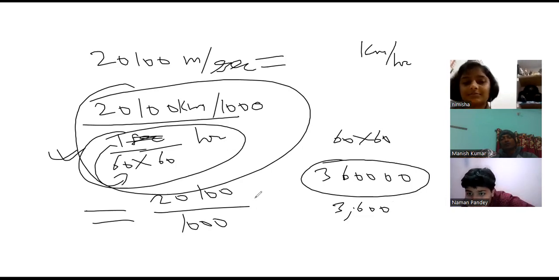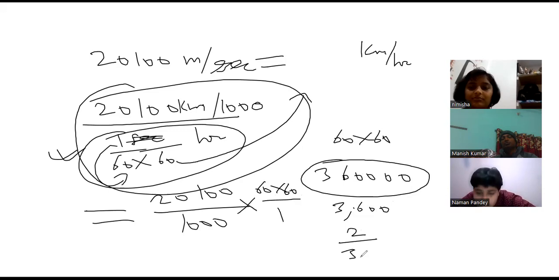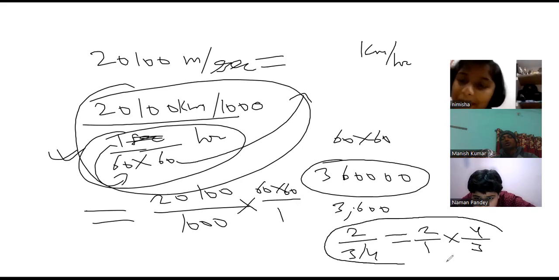We have to give a multiply sign here, and this will be coming in the numerator, that is 60 into 60, and 1 will come in the denominator. Like this we have to multiply. If there is something like 2 by 3 by 4, we have to write it as 2 by 1 into 4 by 3. Write it somewhere and practice it.